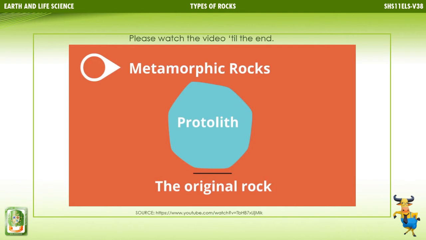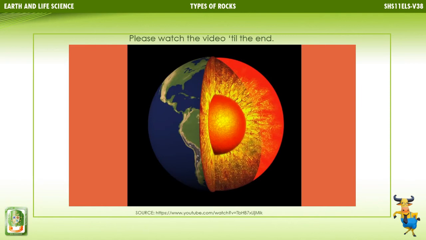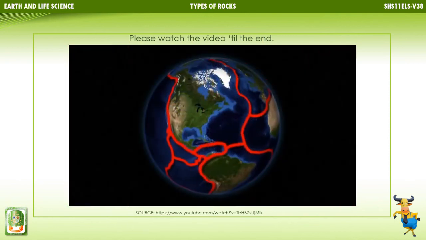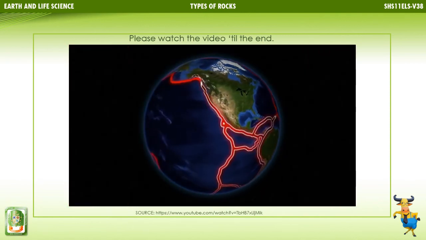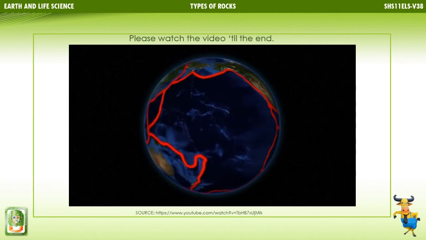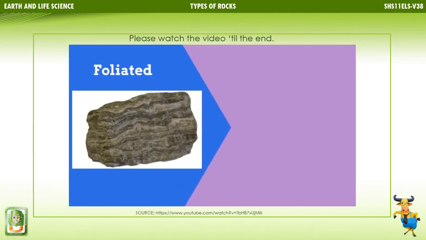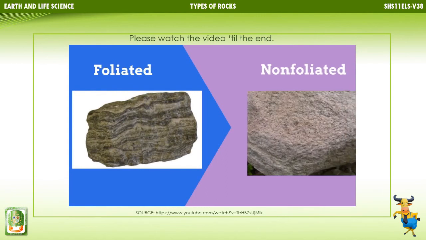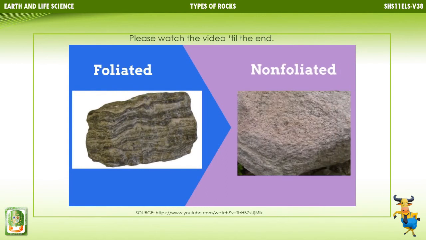Metamorphic rocks can form deep in the Earth's crust or at areas of plate tectonic movement. Two major types of metamorphic rocks are foliated rocks, which have crystals in stripes, and non-foliated, which do not have crystals in stripes. So let's take a look at some common metamorphic rocks.